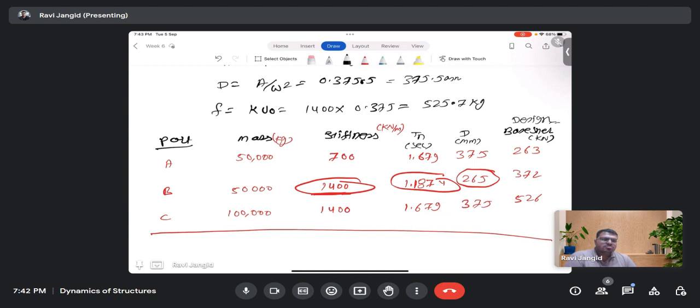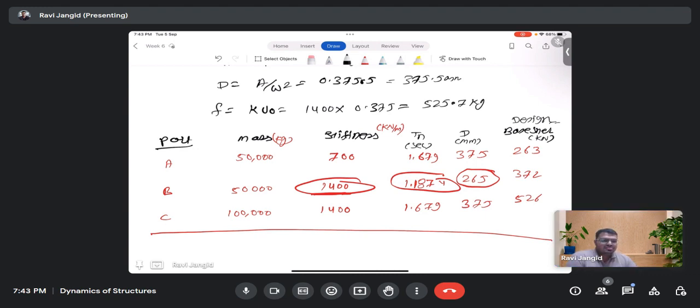Part A is only applicable up to 263. It is better than the other because it has the lesser base shear. Part A has a higher time period because the seismic demand is reduced.